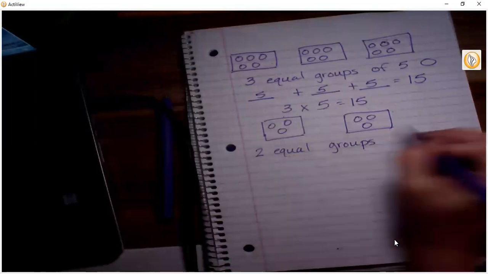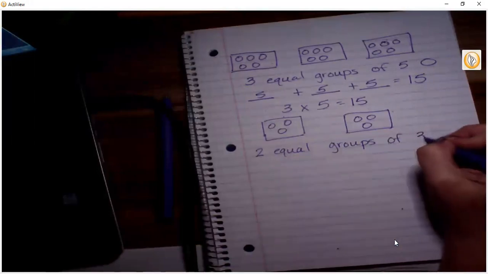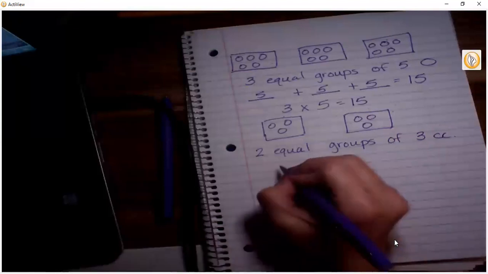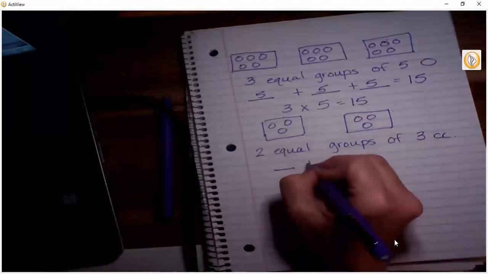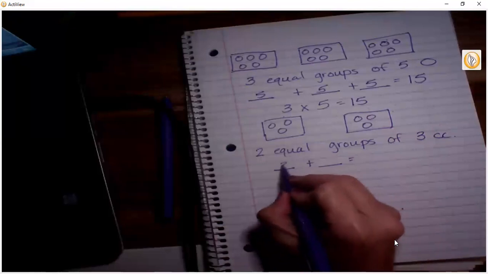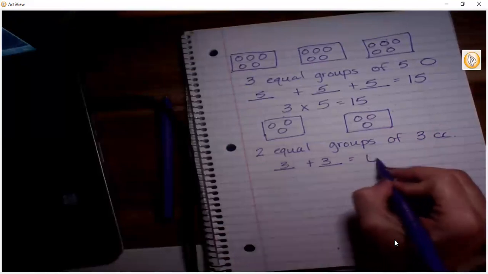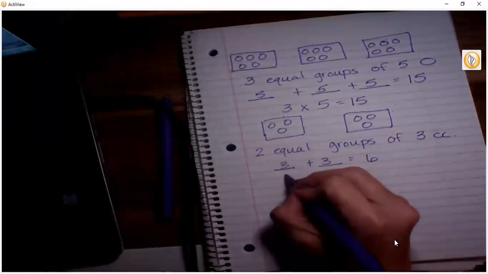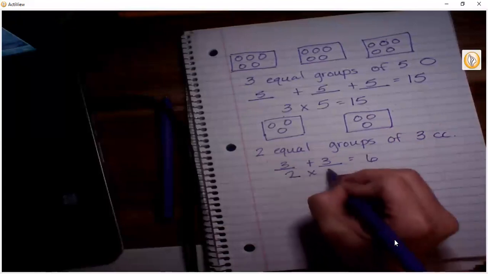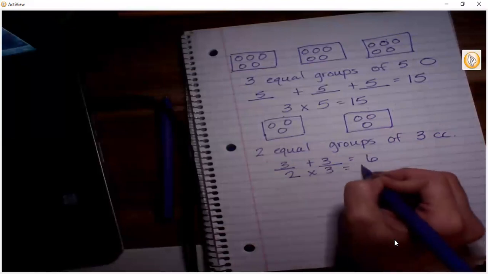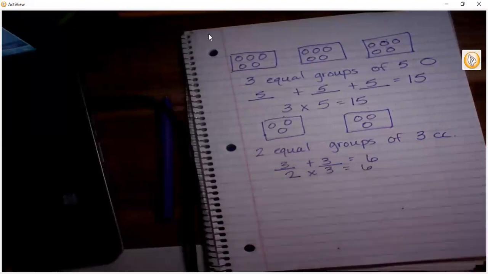equal groups of 3 cupcakes. I have 2 groups, 1, 2. Inside each group is 3, which gives me 6 altogether. 2 groups of 3 equals 6. Remember, you can always pause the video if we're going a little too fast for you.